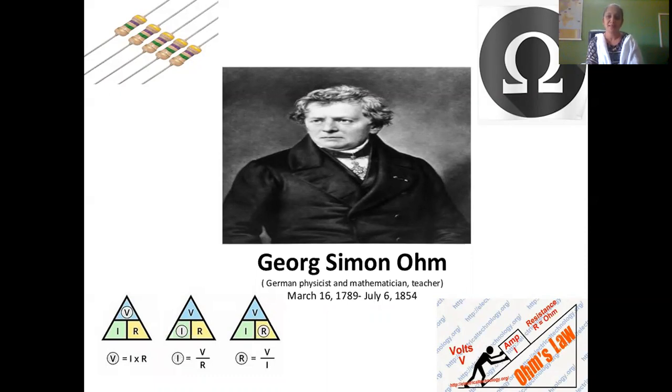My dear children, there was a German scientist named George Simon Ohm. He found that potential difference and current are directly proportional to each other. He established this relationship and laid it down in the form of a statement. So let us see what his statement is.